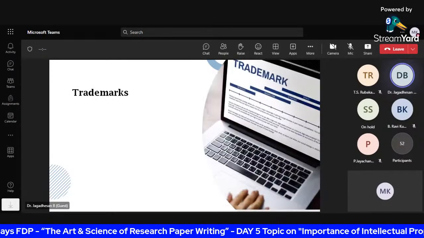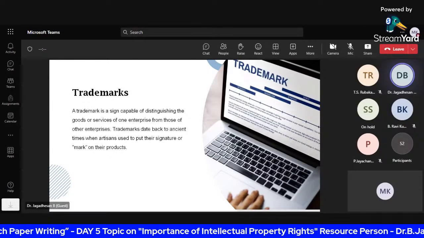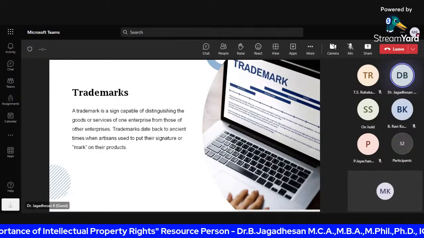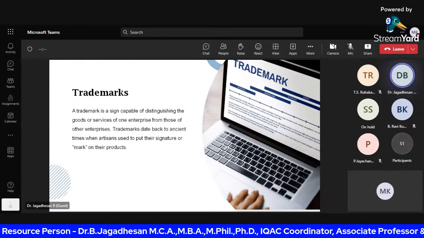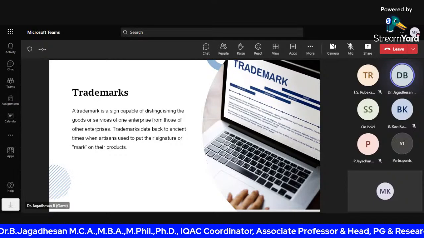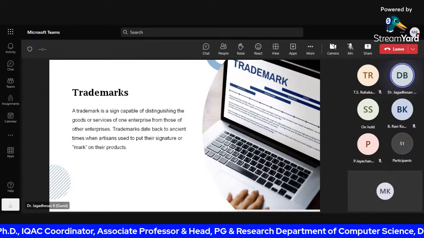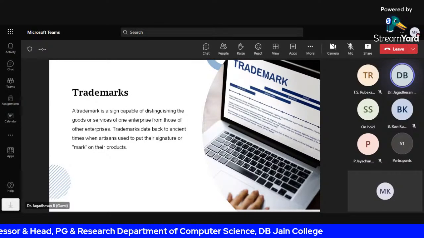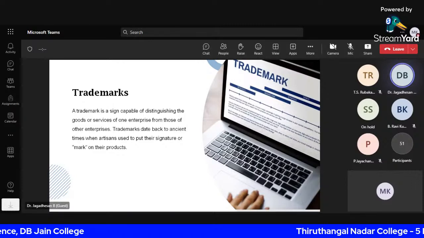And the fourth one is trademark. We are already aware of trademarks in day-to-day activity. We use the word trademark among business people. A trademark is a sign capable of distinguishing the goods or services of one enterprise from those of other enterprises. Trademarks date back to ancient times when artisans used to put their signature or mark on their products. Let's simply say that a trademark is like a logo, like a symbol, like a kind of design.